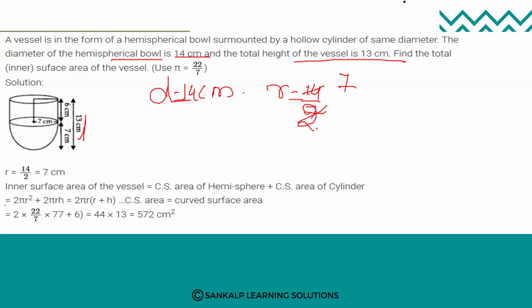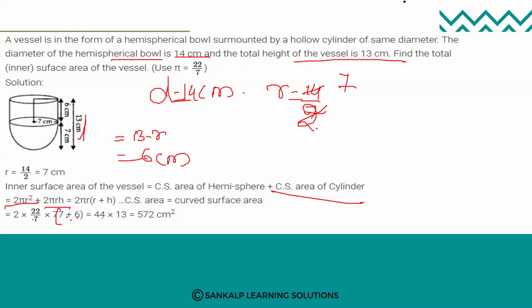Curved surface area of the hemisphere is 2 pi r square. Curved surface area of the cylinder is 2 pi rh. Here 2 pi r is common. So take 2 pi r common. R plus h will remain in the bracket. So 2 into 22 divided by 7 into, R value is 7. In the bracket, 7 plus h value is 6. 6 means 13 minus R. Then you will get the height of the cylinder. That is 6 centimeter, right?